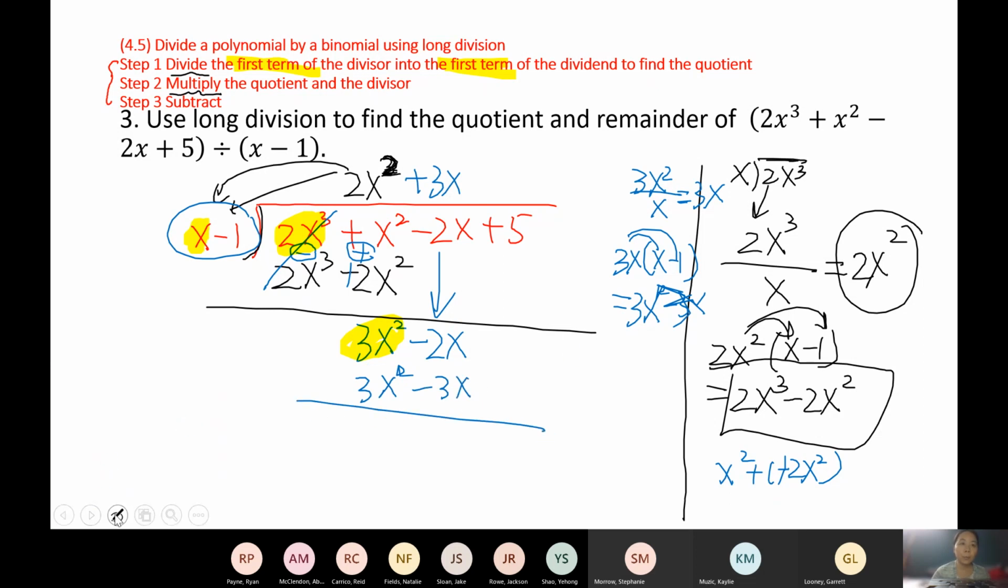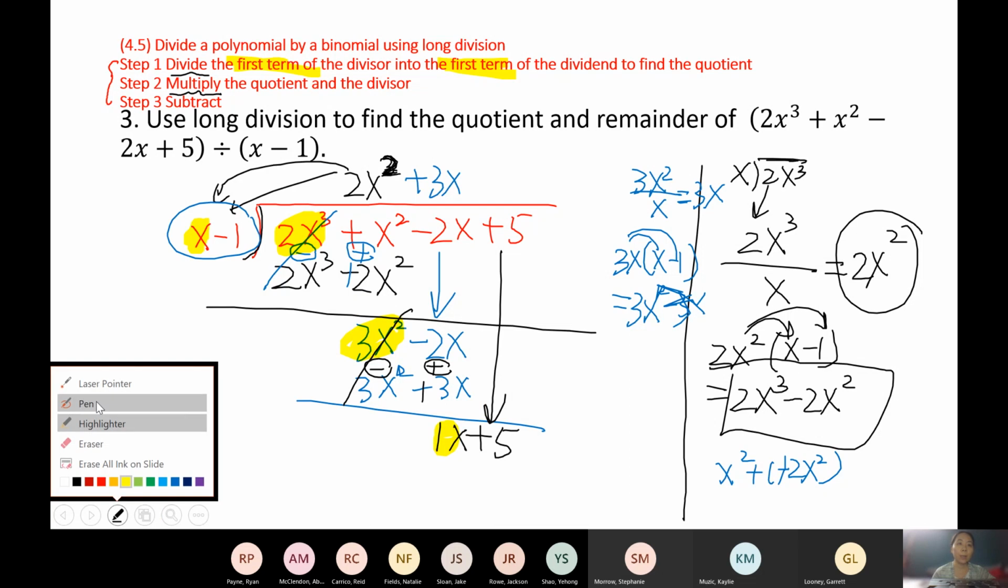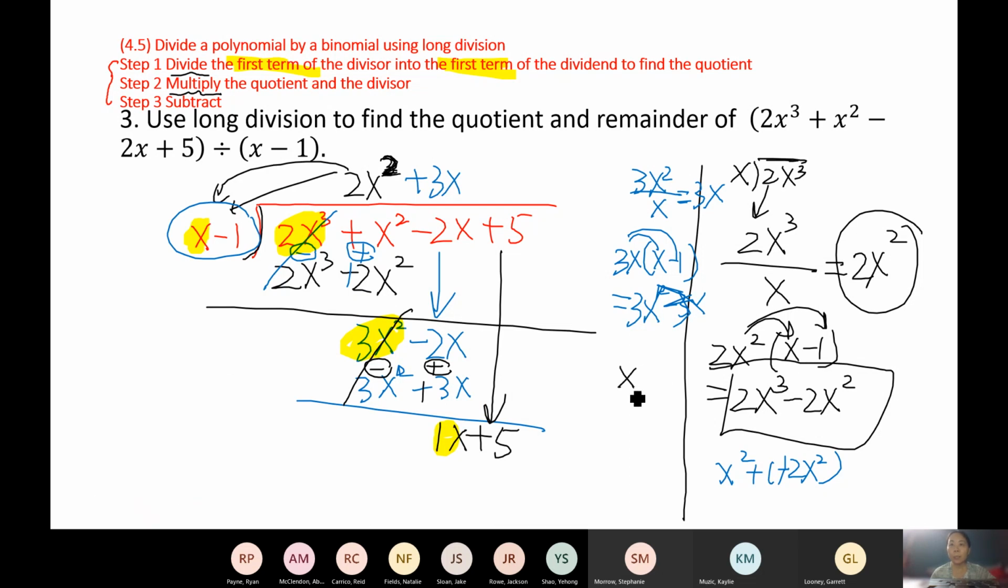So again, we're supposed to do subtraction. I'm going to put a minus here and a minus there. 3x squared minus 3x squared, they cancel, but negative 2x minus negative 3x, keep, change. So we end up with 1x, or just x. Now bring down the last term 5. Repeat again. This time we divide x by x, it's going to give us a positive 1. Let's put it up there. And multiply 1 with x minus 1. It's just going to be x minus 1.